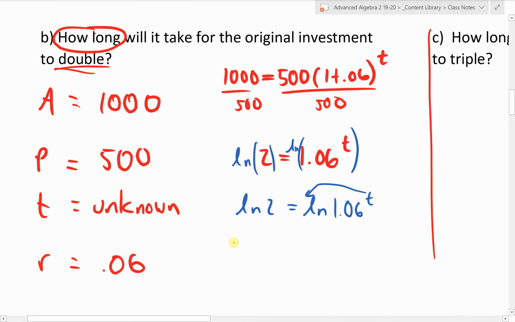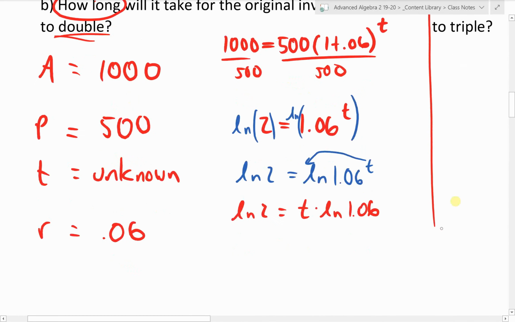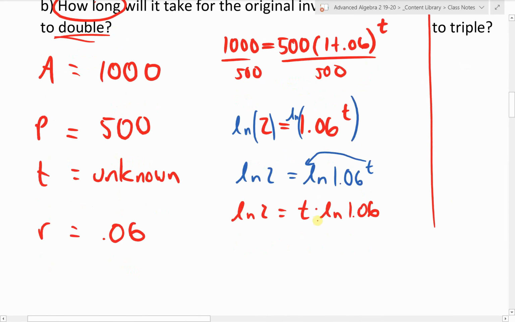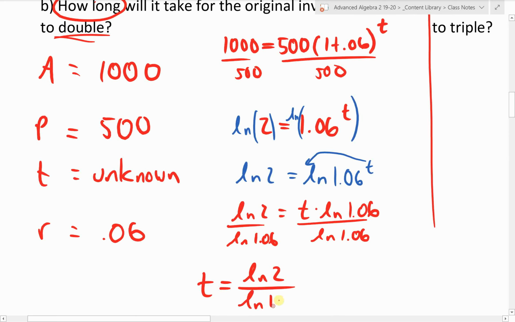And that will give me natural log of 2 equals t times natural log of 1.06. If I want to solve for t, all I need to do is divide by natural log of 1.06. And now I know what t is. T is exactly equal to the natural log of 2 divided by the natural log of 1.06.